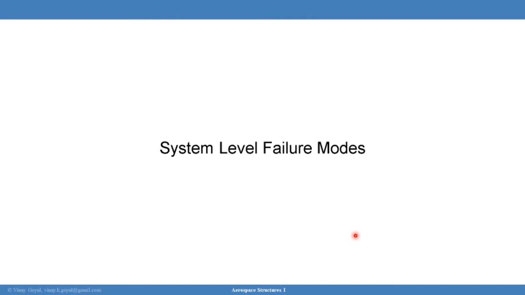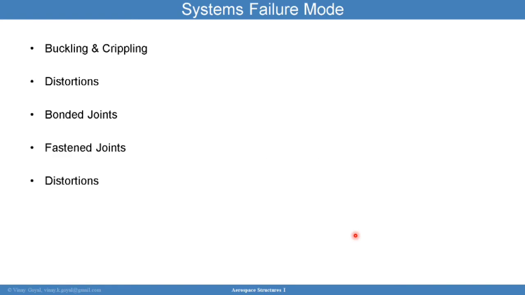Let's discuss some system level failure modes. When I cover system failure modes, what I'm really looking at is the top level view. What are the main failure mechanisms that should be considered in the design of aircraft, spacecraft, and launch vehicles that may not be attached to a particular failure mode, but they tend to be failure modes associated with system level failures. The four we're going to discuss today are buckling and crippling, bonded joints, fastened joints, and distortions.